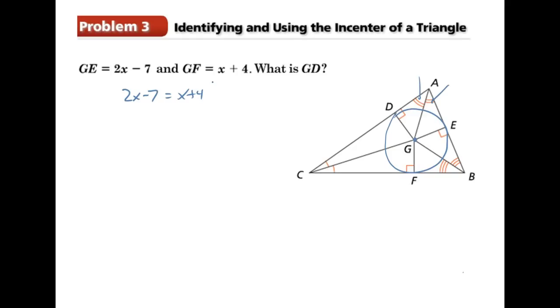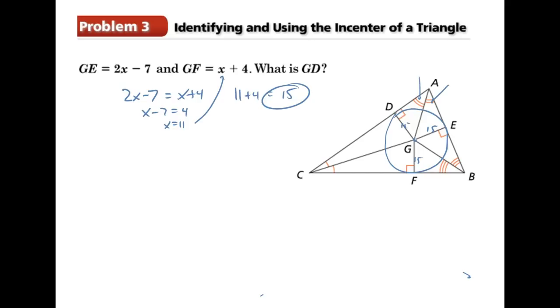So if I solve this equation, I can substitute for x and find the lengths of those little segments. We're going to subtract x from both sides, add 7 to both sides, and x is 11. I can plug 11 in either place. I should get the same answer. So let's put it in where it's simplest. 11 plus 4 is 15. So each of these lengths are 15. Then GD is 15.